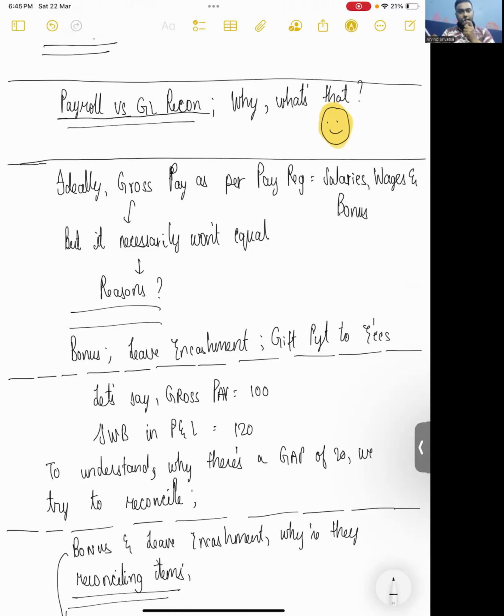And payment to employees. So you might have a doubt. In 99% of your cases, whatever gift you give to your employees, you will accrue it at the time of giving the gift. So there won't be any timing difference between accrual and payment. So why is this a reconciling item?